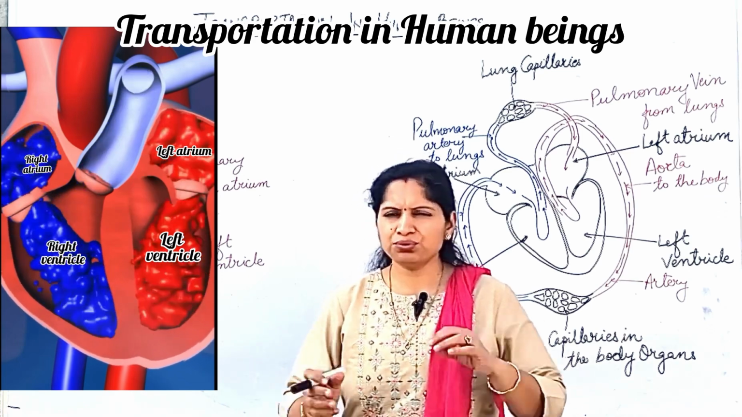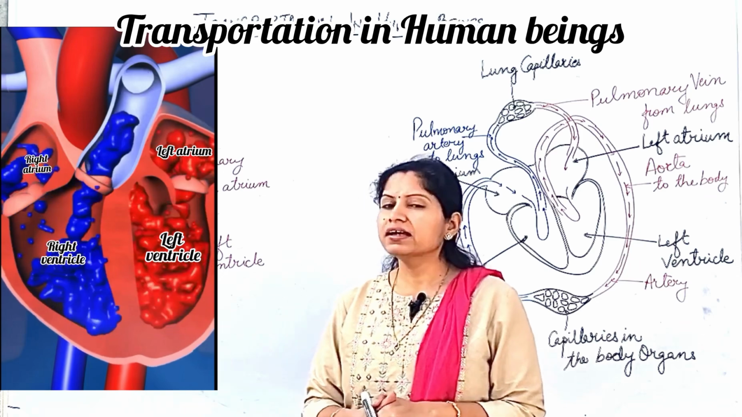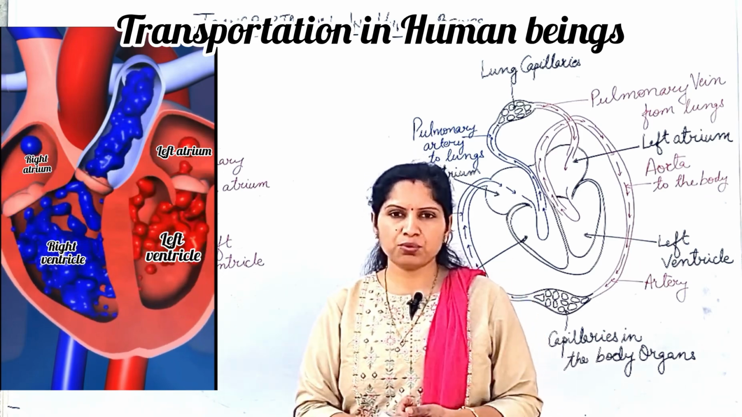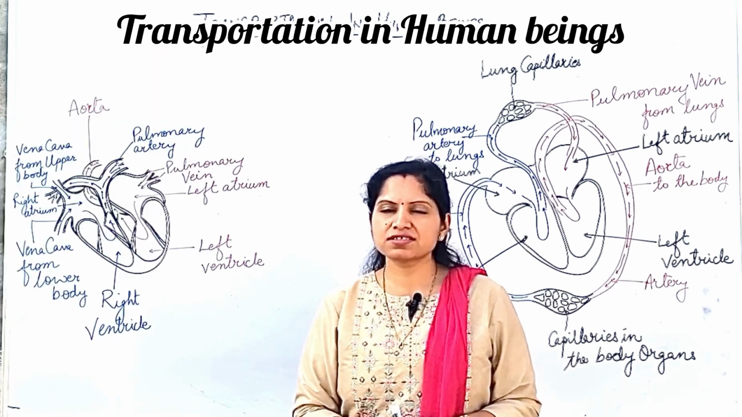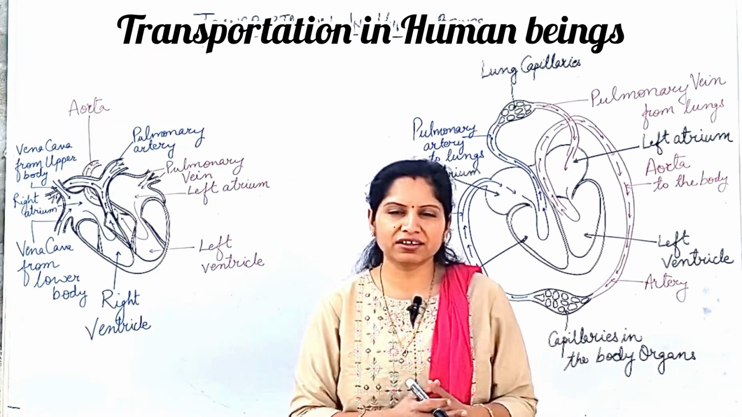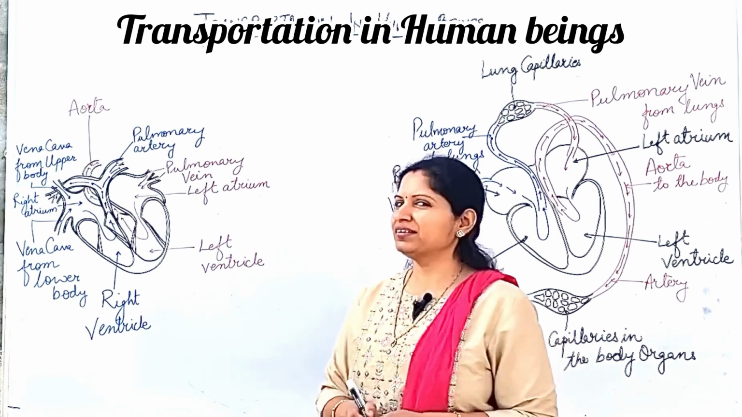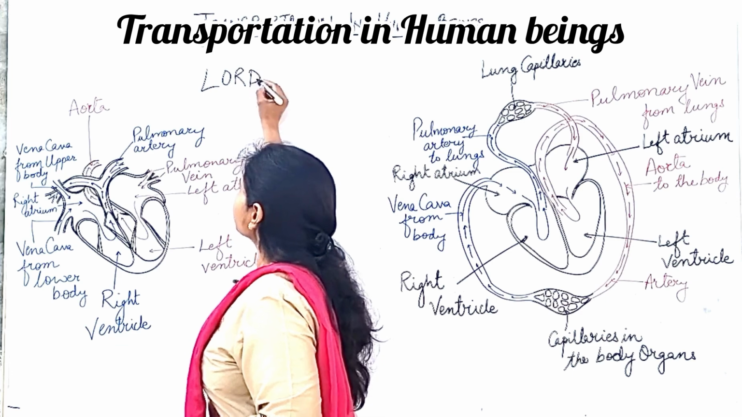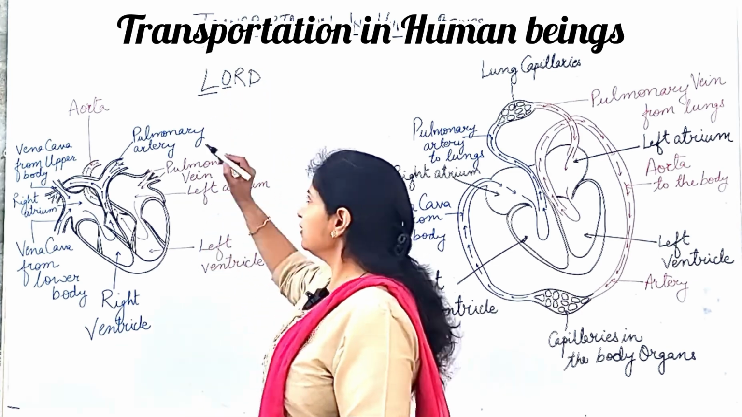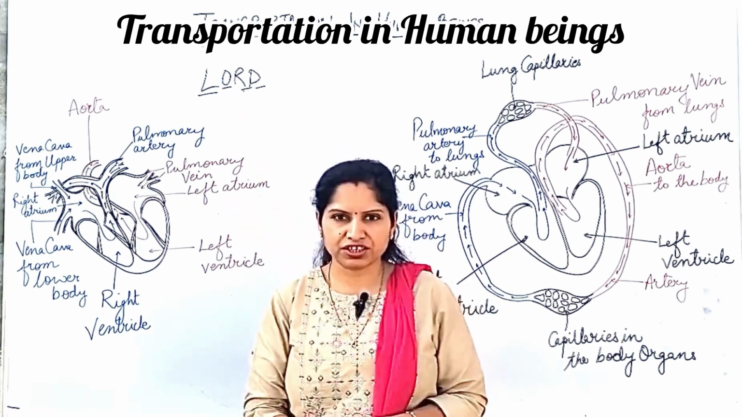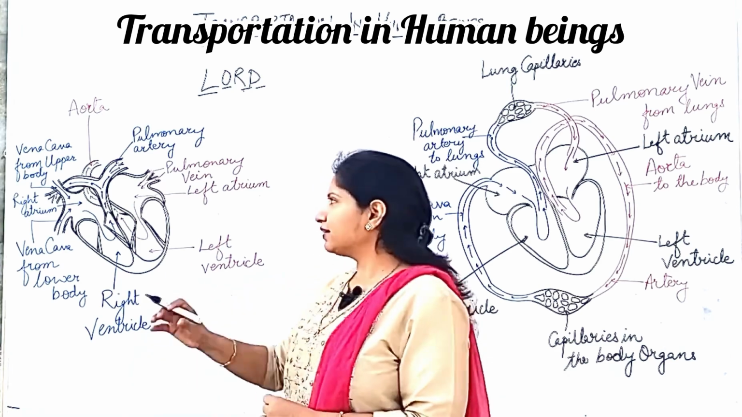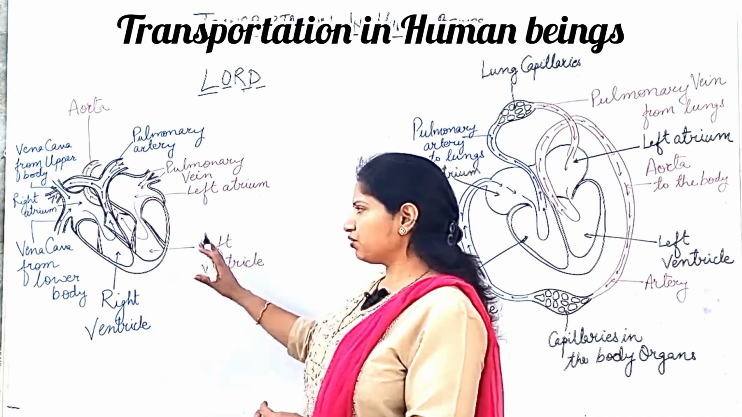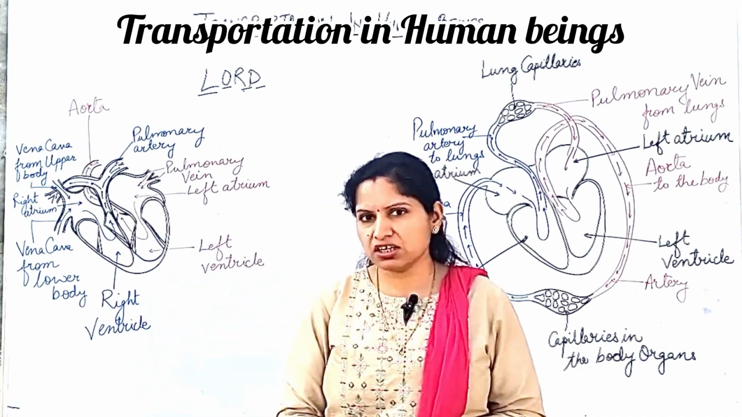Now, in case you get confused about which side of the heart is having which type of blood, then just remember Lord. How is God going to help you out? Remember Lord: Left side is oxygenated, right side is deoxygenated. So by the word Lord, you can remember that the right side of the heart is having deoxygenated blood, and the left side of the heart is having the oxygenated blood.